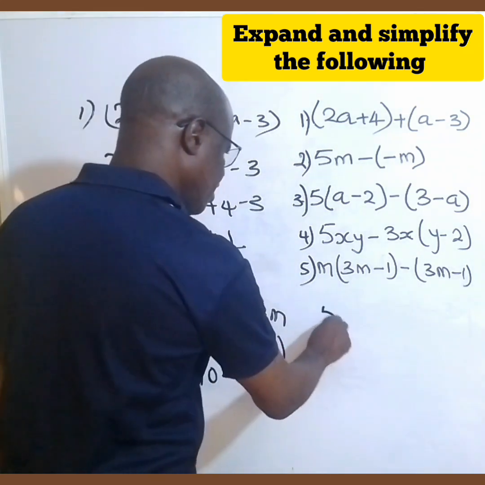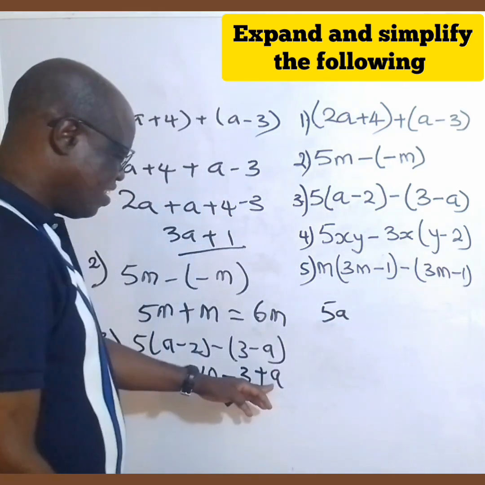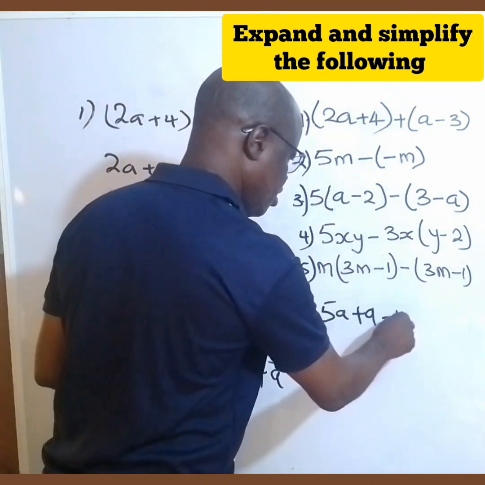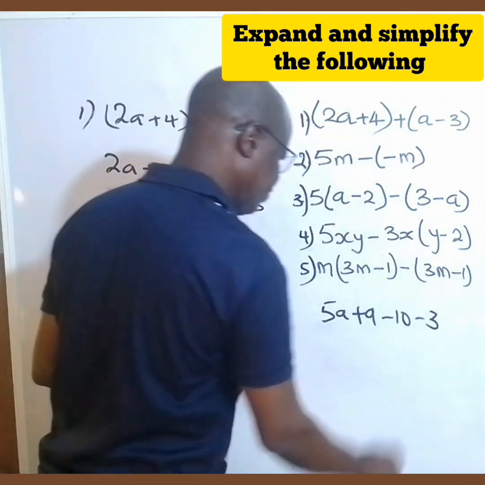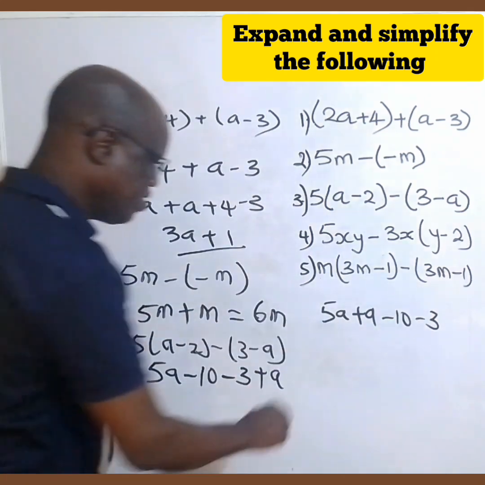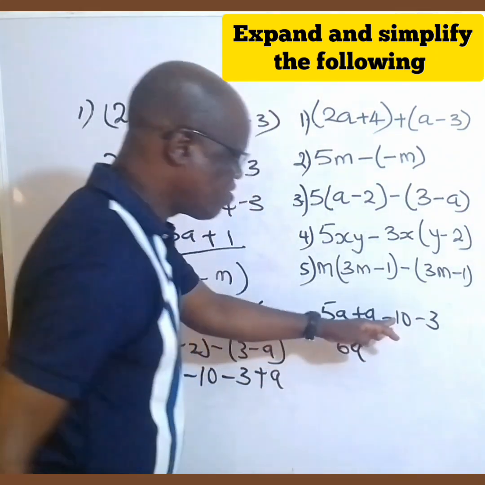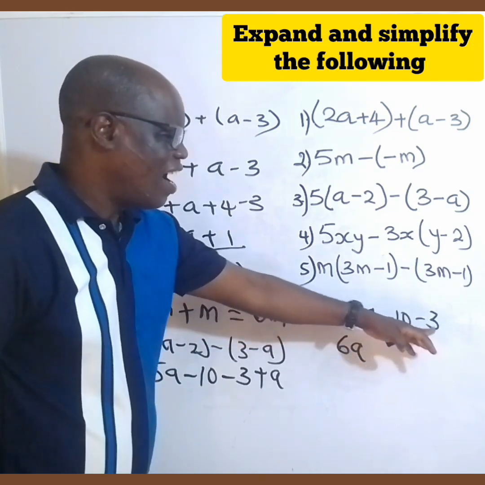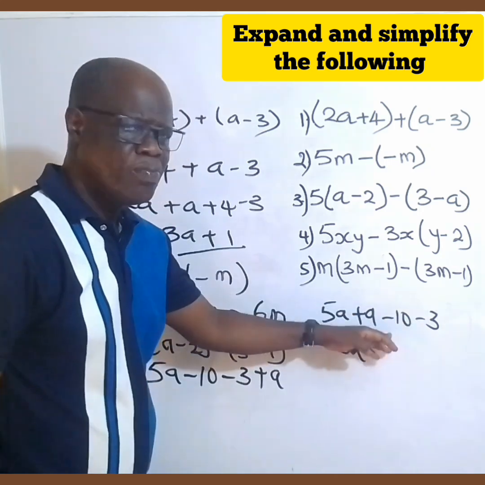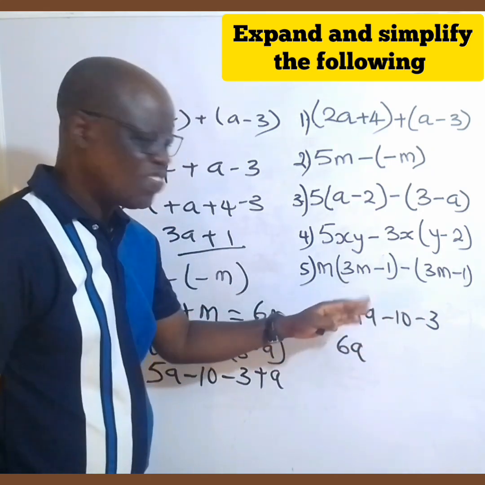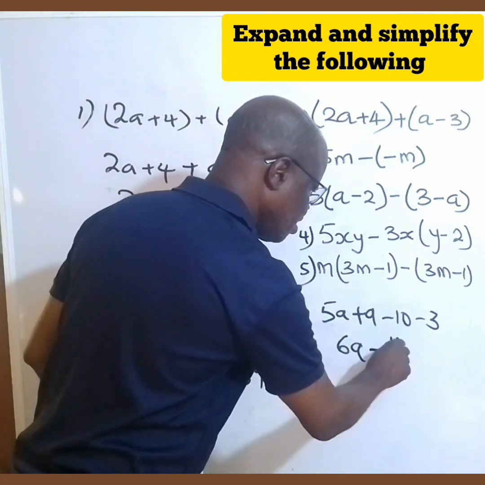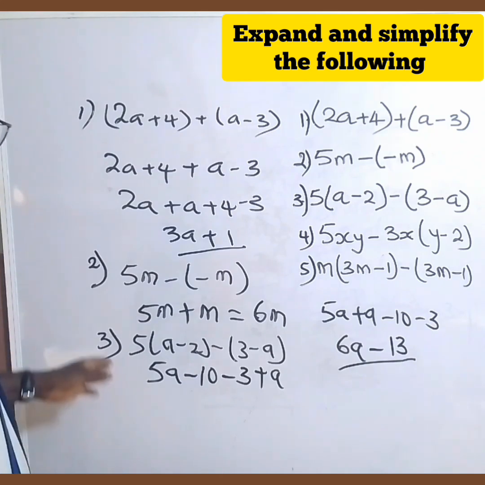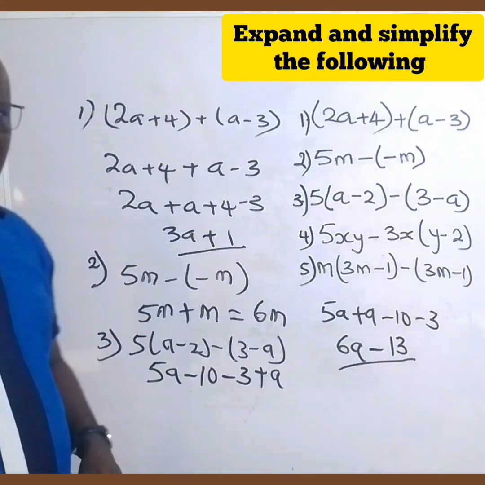So you collect the like terms. You have 5a plus a, minus 10 minus 3. So 5a plus a is 6a. So this is minus 10 minus 3. So what you do is just add 10 and 3 and put the sign of both, which is minus minus, which is minus. So you have minus 13. So it's as simple as ABC. That's for number 3.